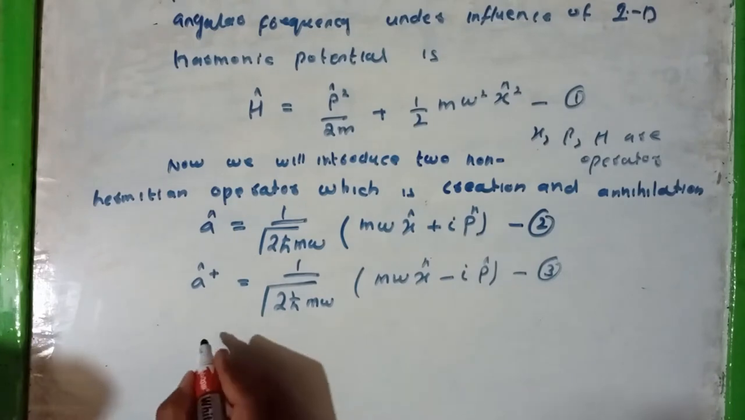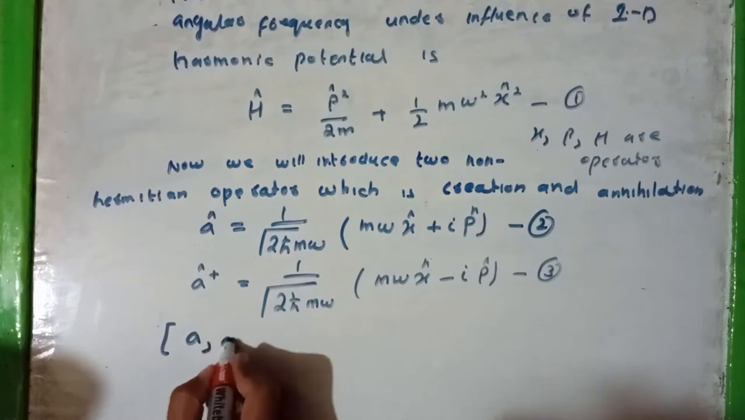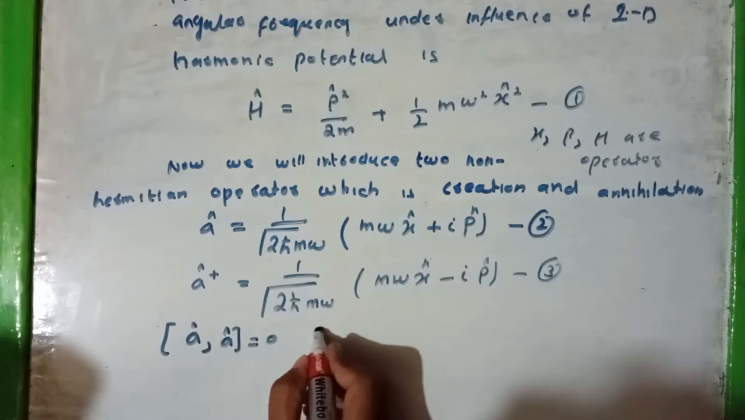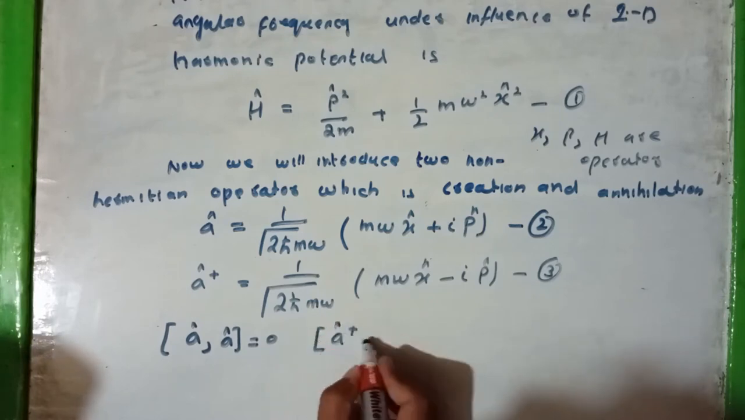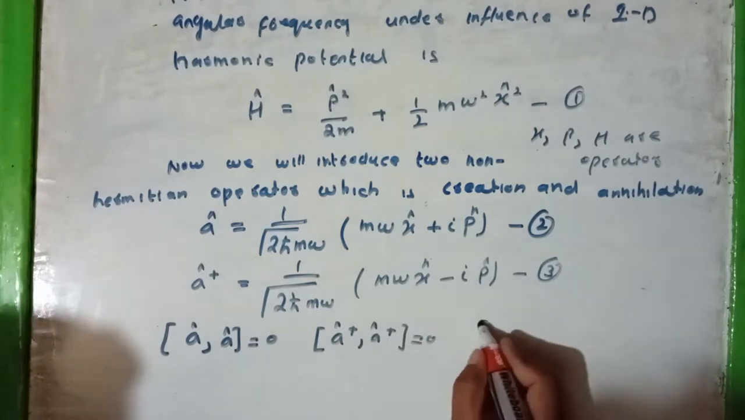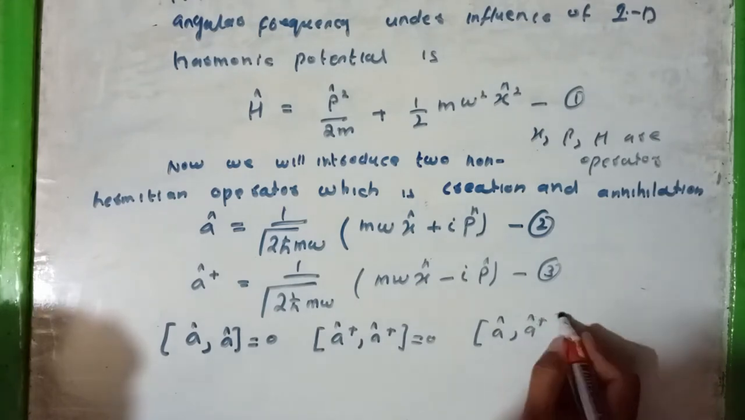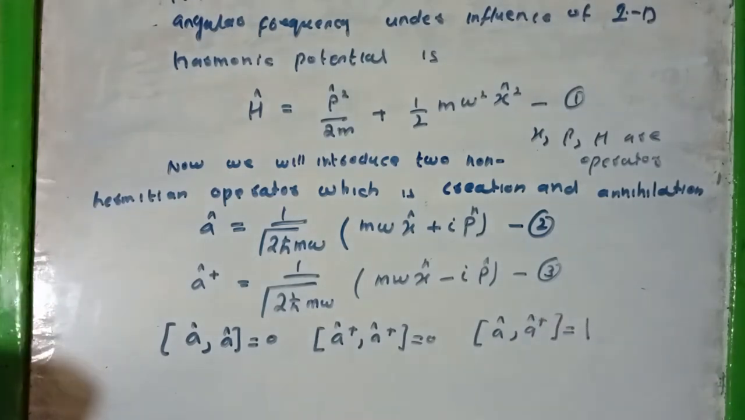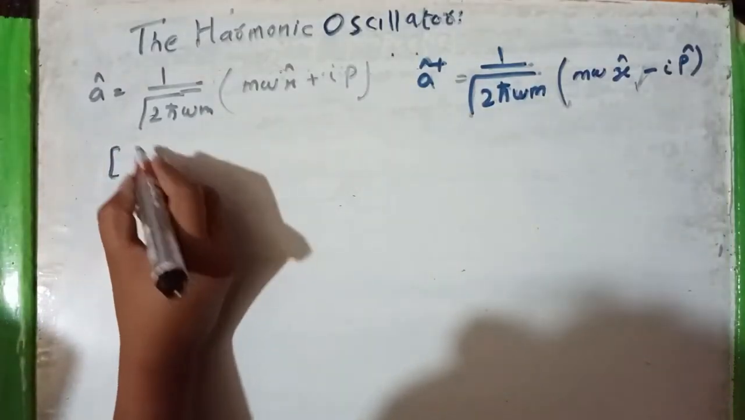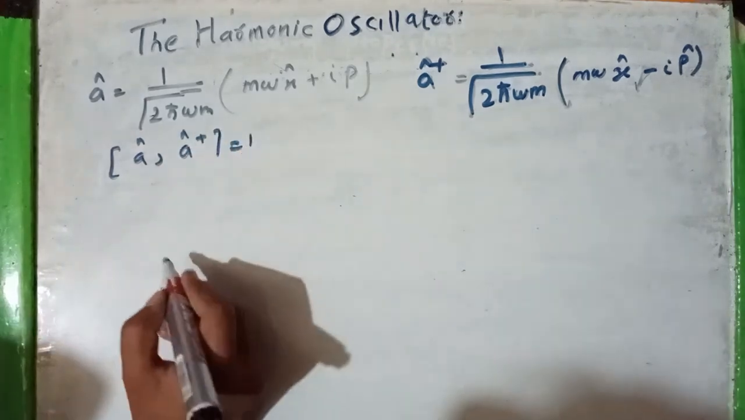The annihilation and creation operators satisfy the following commutation relations: the commutator of a and a is equal to 0, the commutator of a dagger with a dagger is also equal to 0, and the commutation relation of a and a dagger is equal to 1. Now we will prove that the commutation relation of a and a dagger is equal to 1.